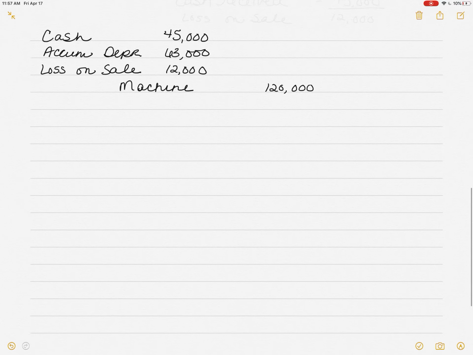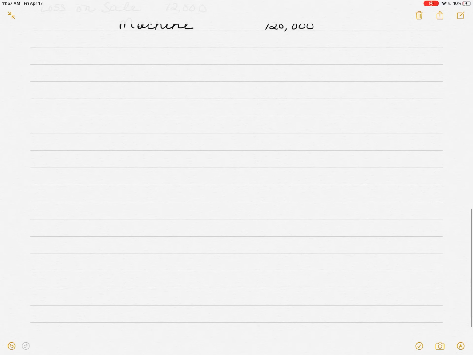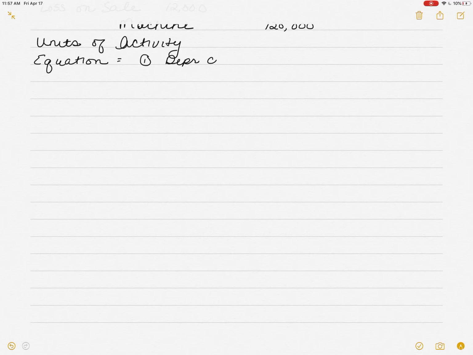Next, let's look at the same problem, but let's look at the units of activity. In this problem, remember to do the equation for this. It's a two-step process. First, I need to take my depreciable cost, divide that by the total units, which is going to give me my depreciation per unit.